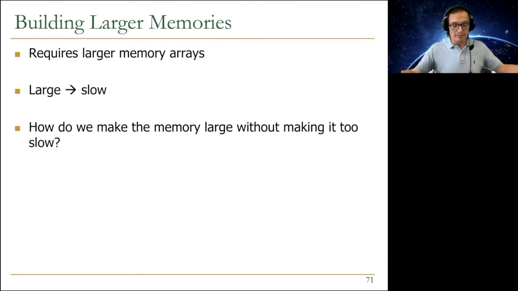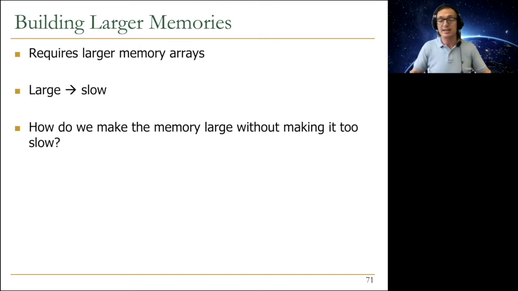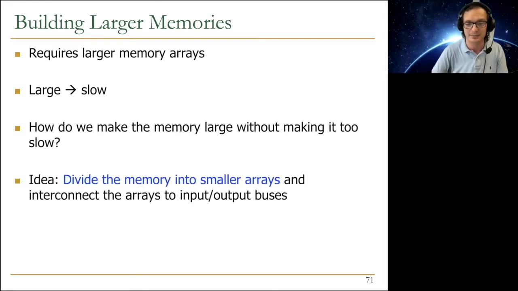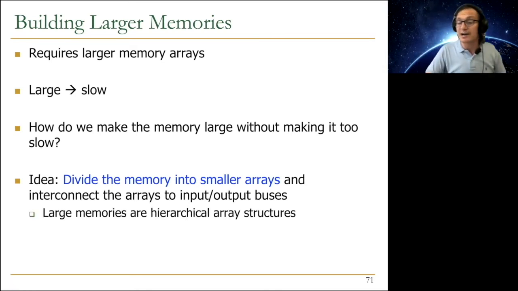You may remember this view that I showed you. It's a huge memory array, right? You may have a 4 gigabyte memory. From a programmer's perspective, it's a huge memory array. But internally, physically, it's an array of arrays, basically. Internally, you have many, many smaller arrays that make up larger logical arrays that may make up even larger logical arrays as well. And we will see that in a little bit. But basically, to answer this question, how do we make the memory large without making it too slow? We have actually seen this idea a little bit. Divide the memory into smaller arrays and interconnect the arrays to input and output buses. That's the idea. Large memories are hierarchical array structures.